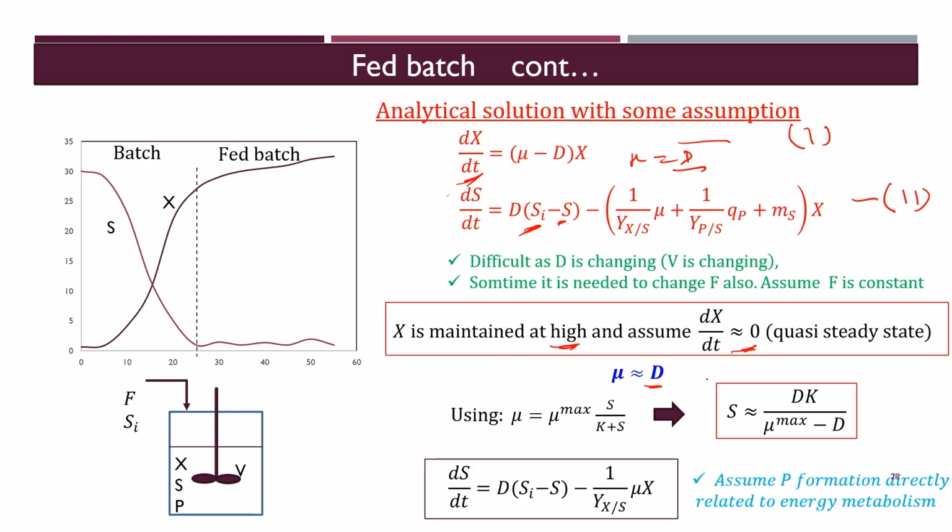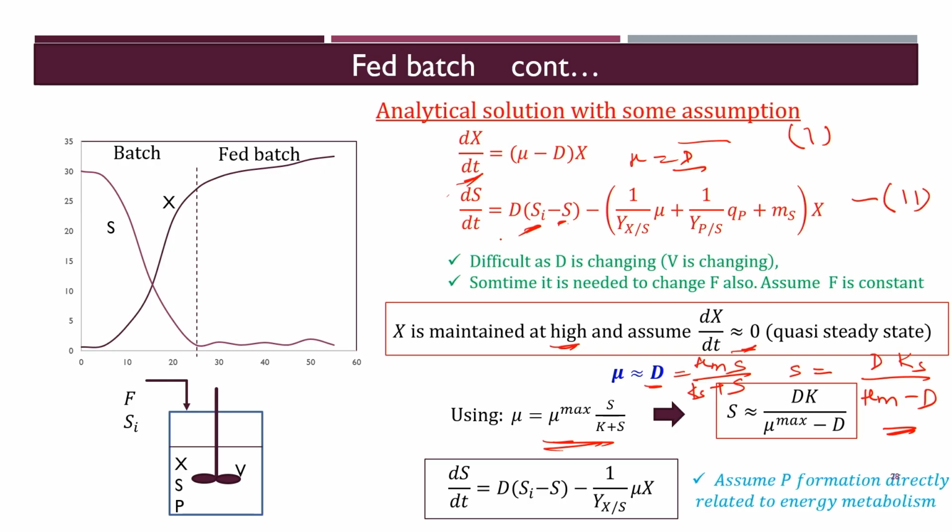And what is mu? Mu is defined as mu max S upon Ks plus S. So, if I simply rearrange it, it says D equals mu max S upon Ks plus S, and if I rearrange, you will get S as D into Ks divided by mu max minus D. So, in this way we calculate the substrate concentration.